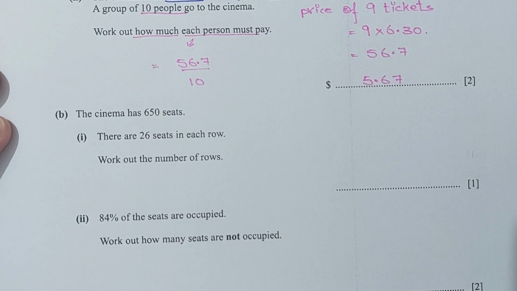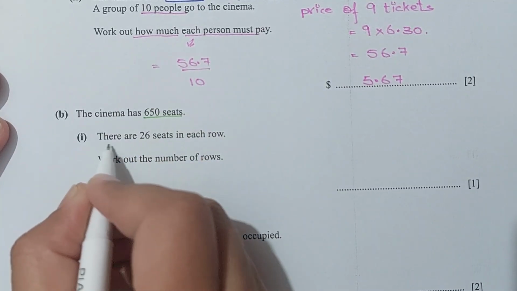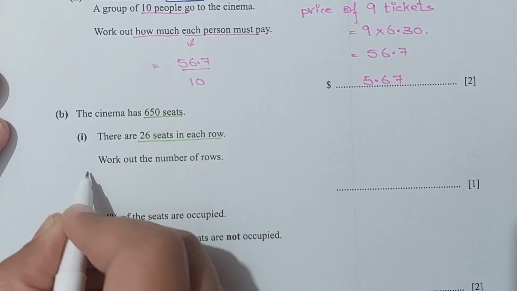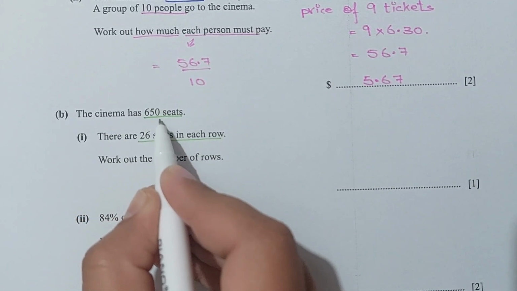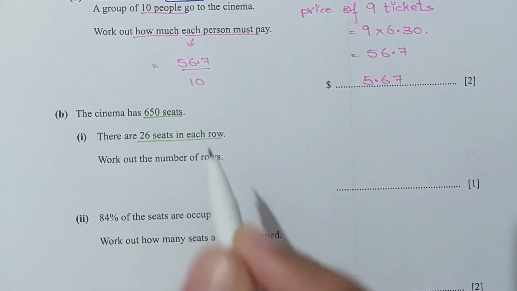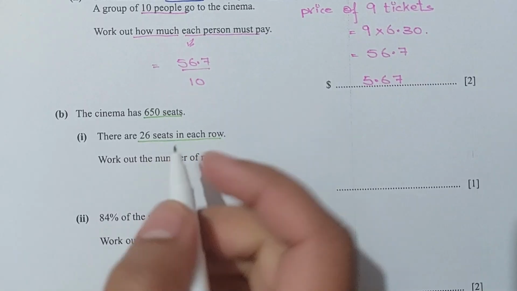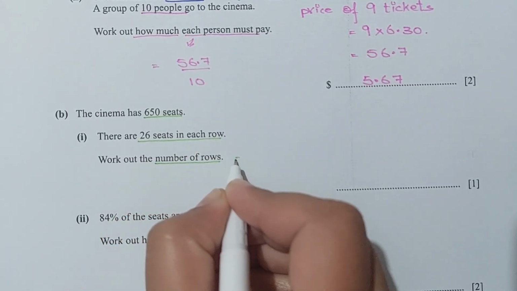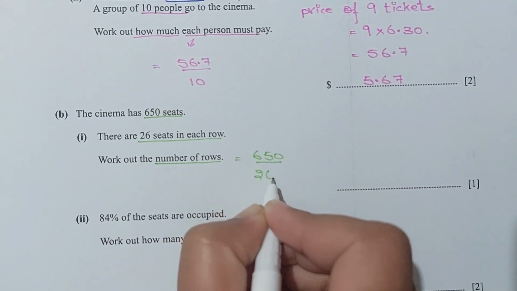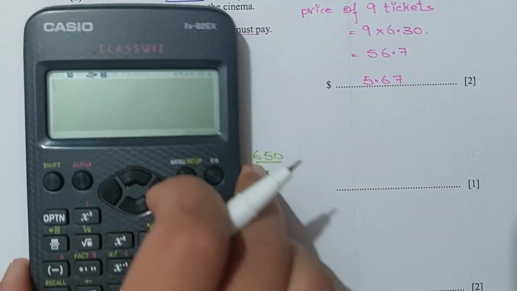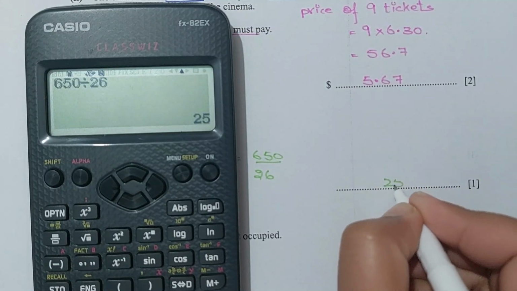Now for part B, the cinema has 650 seats. Part A, there are 26 seats in each row. Work out the number of rows. So there are 650 seats and one row contains 26 seats. We have to find the number of rows. The total number of seats, 650, divided by the seats in one row, 26. You will get 25 rows in total.